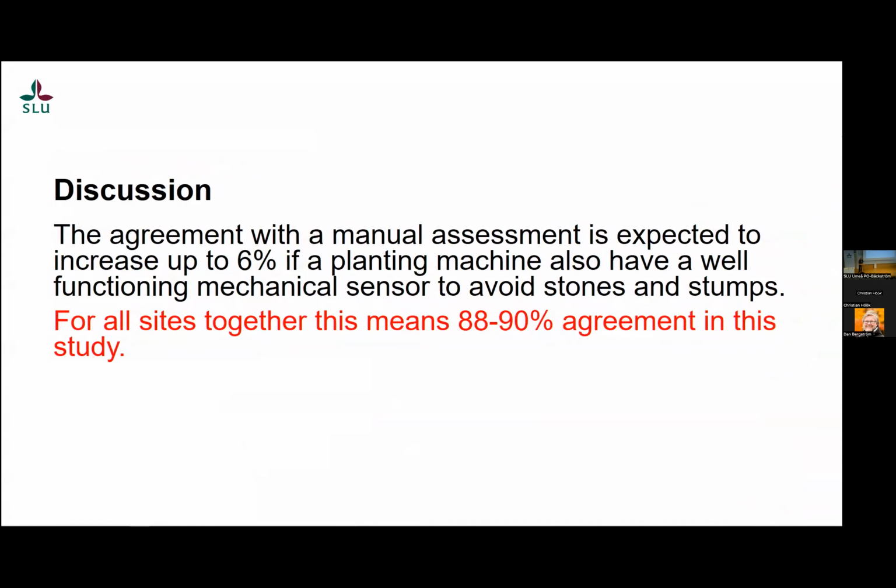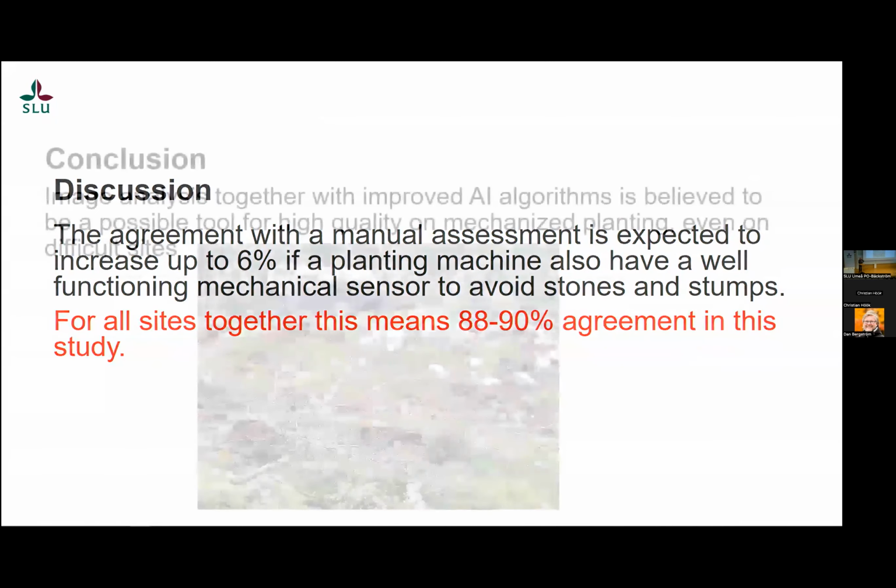The agreement with the manual assessment is expected to increase by up to 6% if the planting machine also has a well-functioning mechanical sensor to avoid stones and stumps. You can say, avoid things that you are not able to see on the photo. And this means up to 90% agreement for this study.